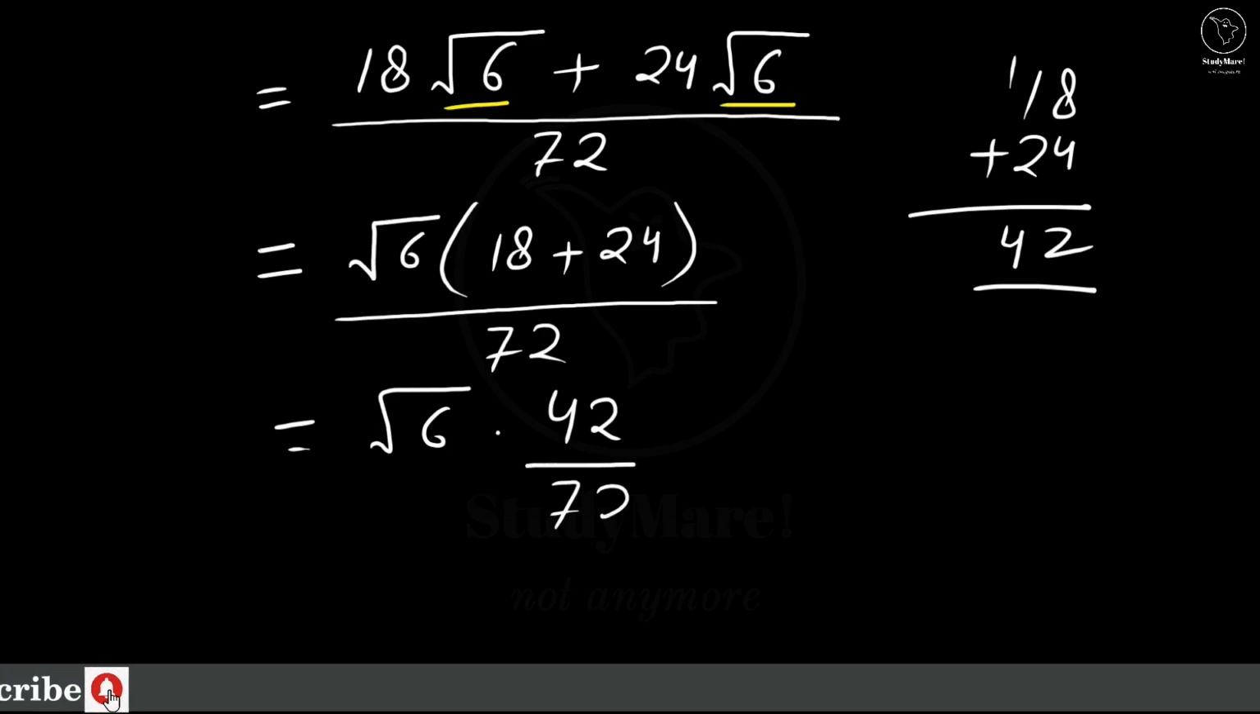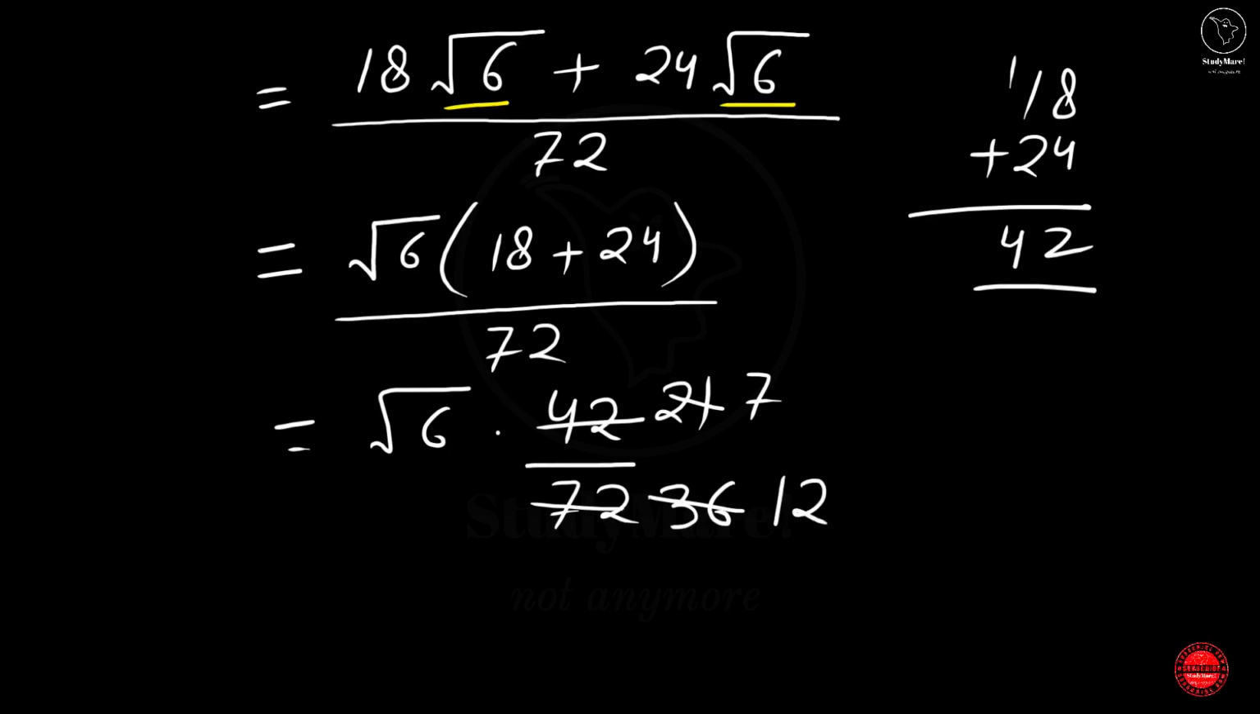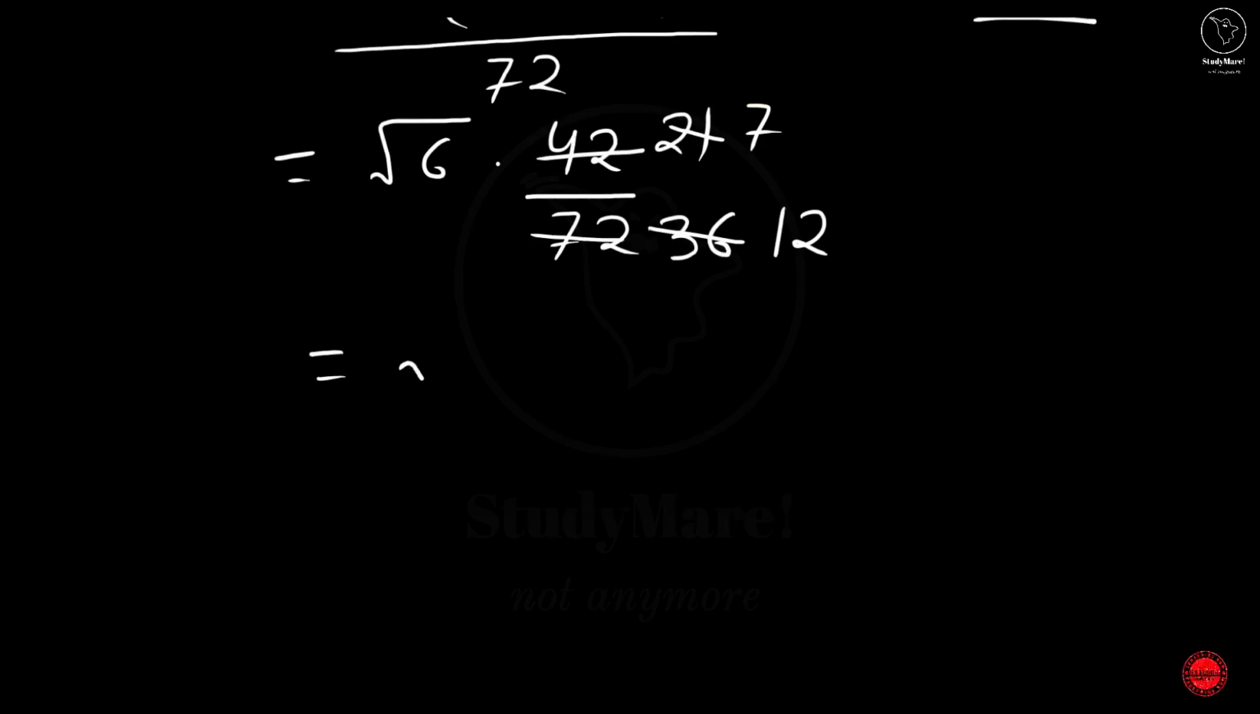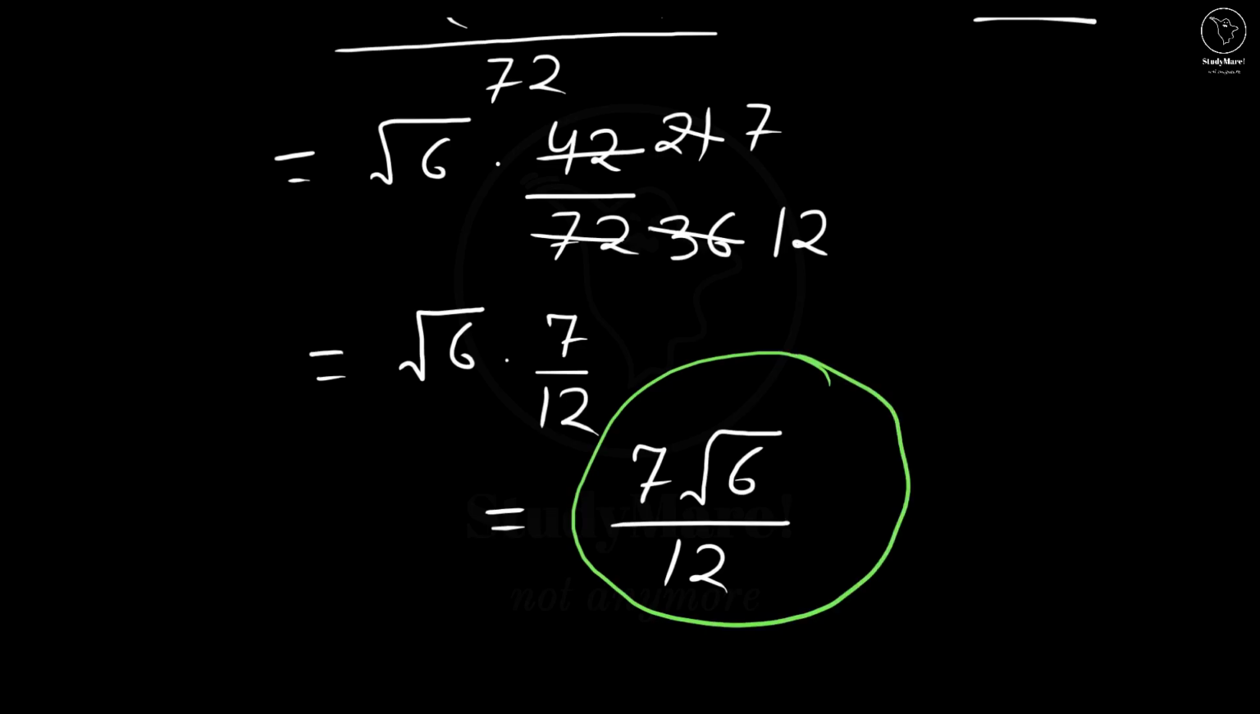This can cancel out: 2 2s are 4, 2 1s are 2, here 2 3s are 6, 2 6s are 12, 3 7s are 21, 3 1s are 3, 3 2s are 6. So we are left with root of 6 into 7 by 12, which can be simply written as 7 root 6 divided by 12, which is our answer.